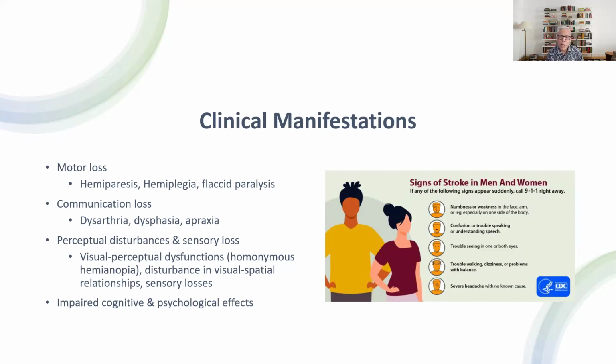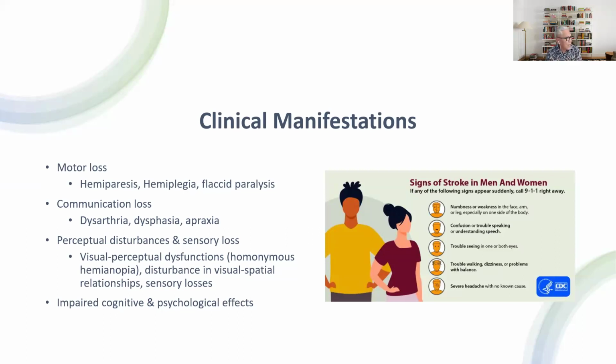We'll talk about hemiplegia, which is paralysis of one side of the body, and hemiparesis, which is weakness in one side of the body. Those are the major manifestations as far as motor loss. But we could also have flaccid paralysis, and this could, of course, change and progress into spasticity in the later stages.